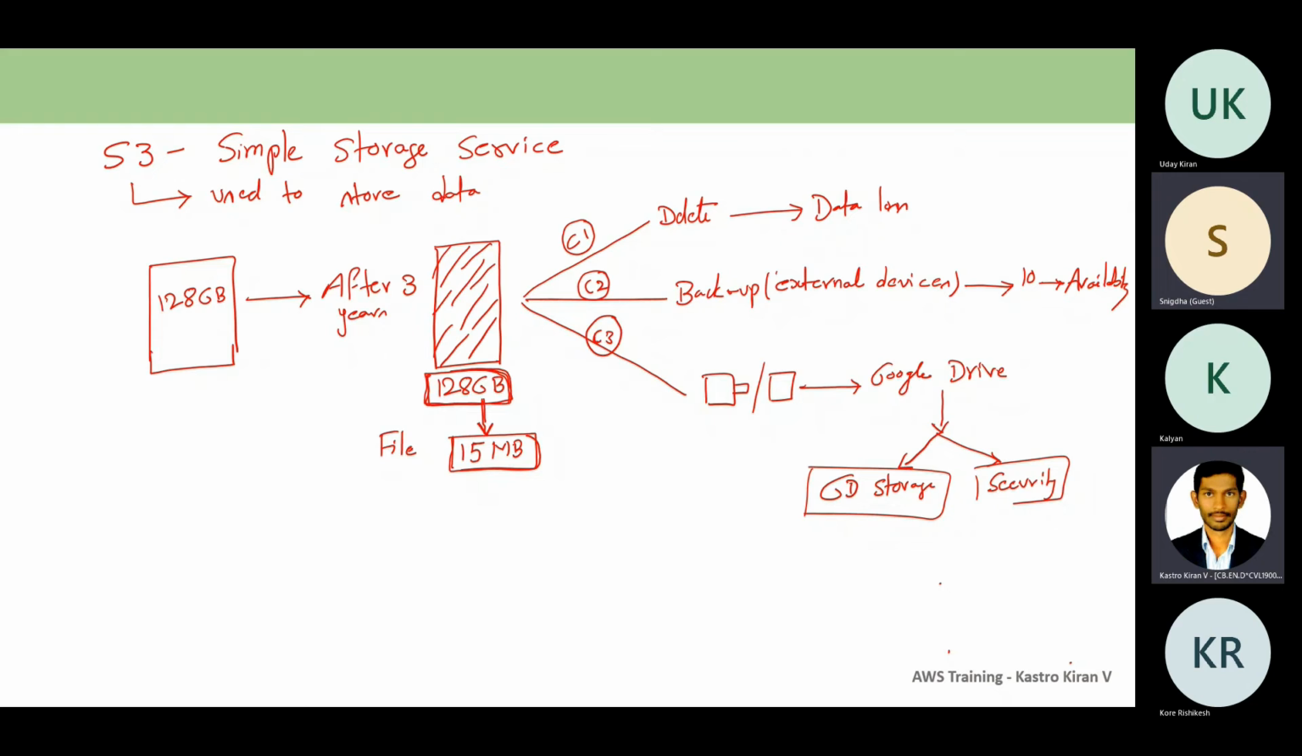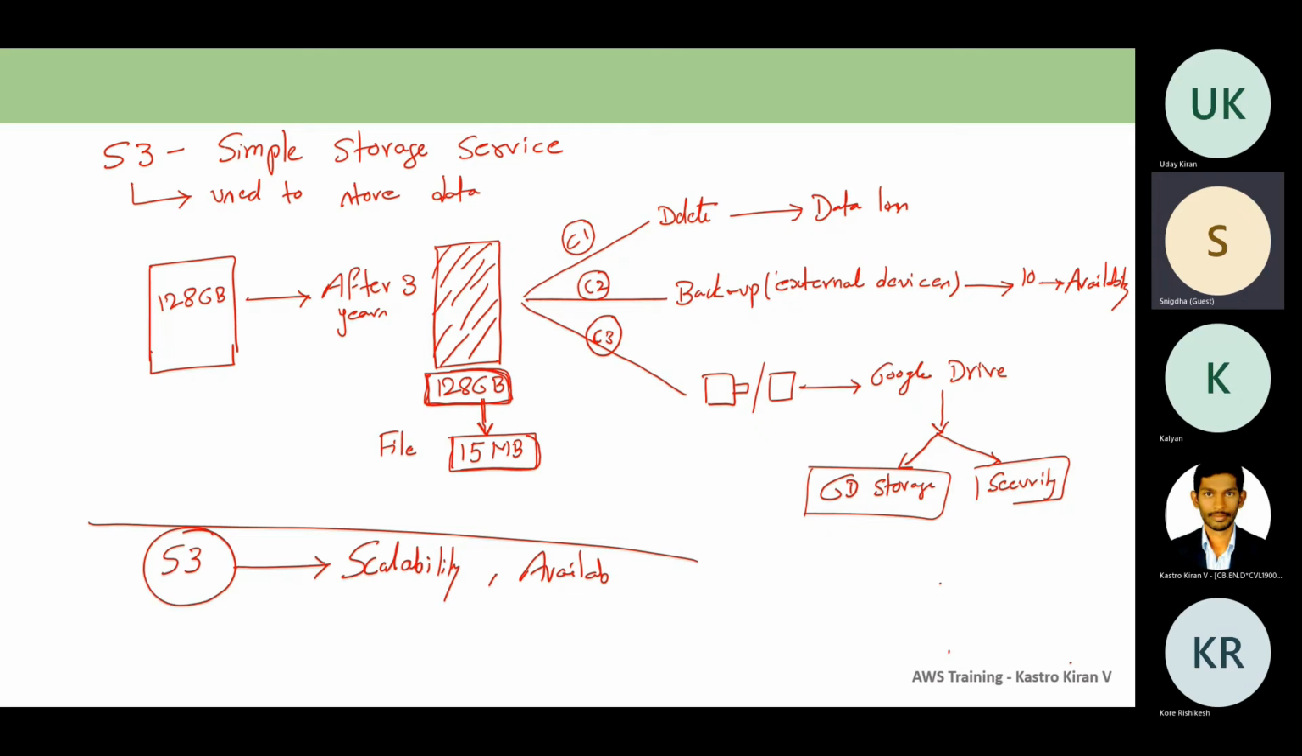Now, in this case, you have an alternate option in the cloud, which is called S3. When you are working with S3, you have three advantages. The first advantage is called scalability, the second advantage is called availability, and the third advantage is latency. I'll talk about latency in some time.